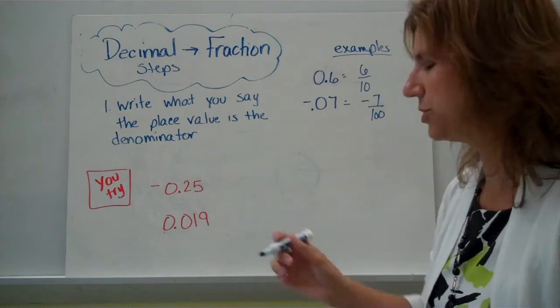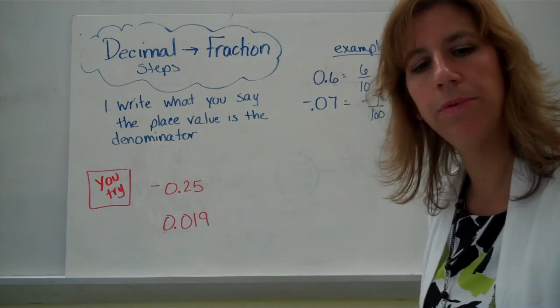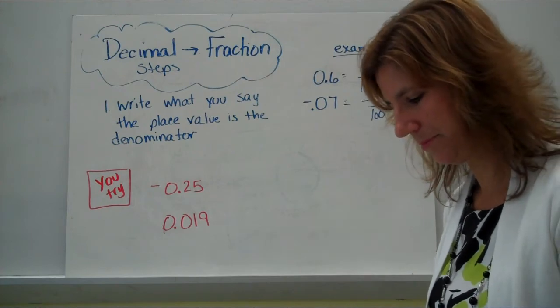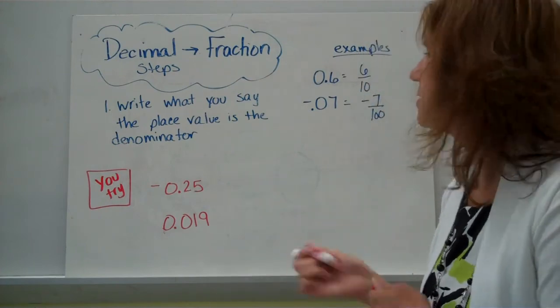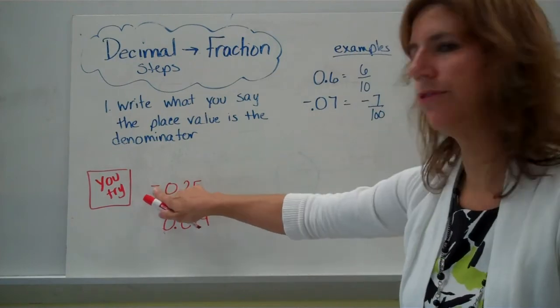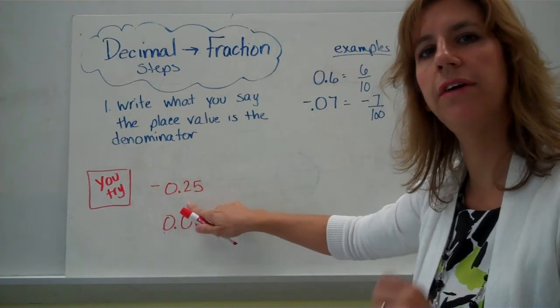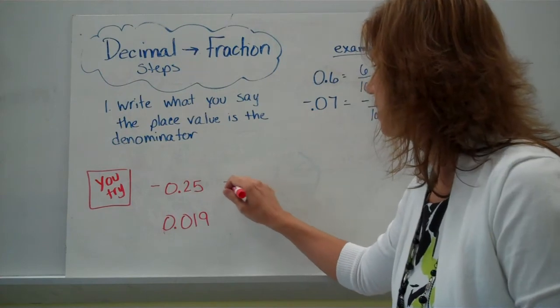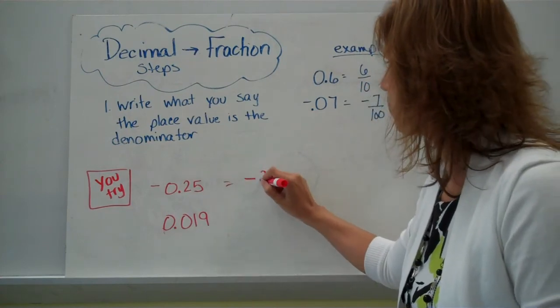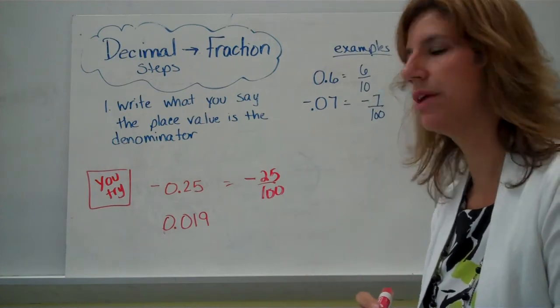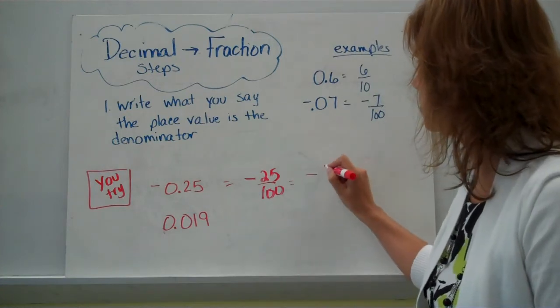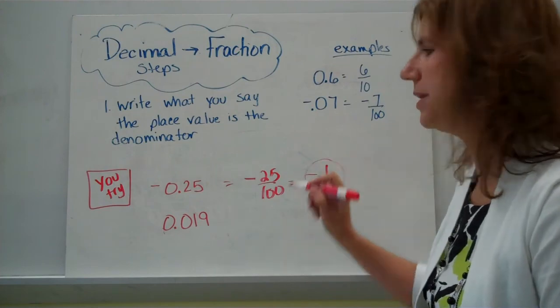All right, give these two a try. Use your place value to help you. And then come on back. All right, last two. Let's see. This is negative 0 and 25 hundredths. Negative 25 hundredths. Now, of course, we can reduce that, can't we? And if you did the reduced version, it would be negative 1/4.